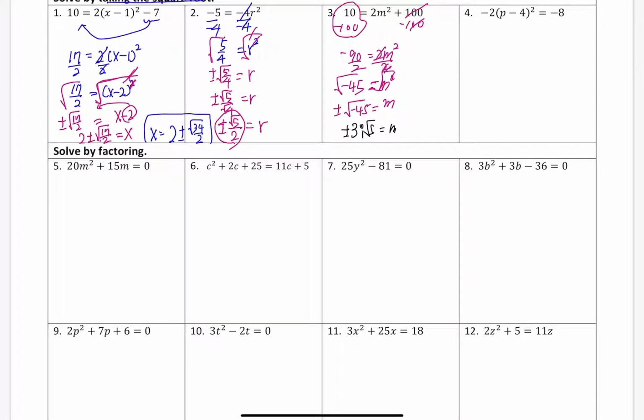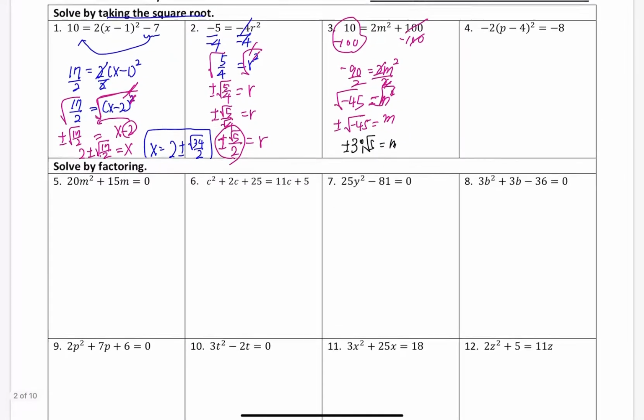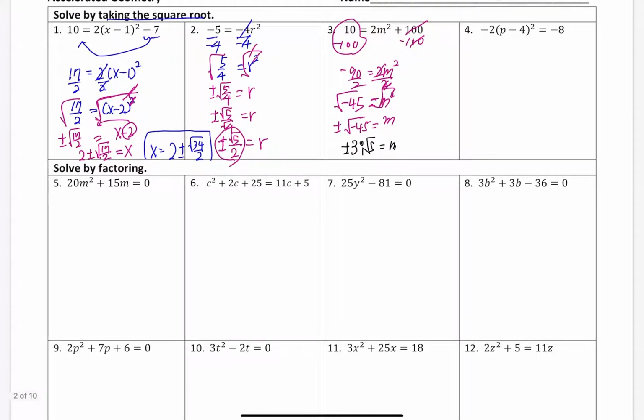Okay, let's continue from question number 4. We are solving quadratic equations by taking square root. All right, in question number 4, you divide each side by -2. So (p - 4) squared is equal to 4. And then you put square root on both sides. And left side, square root cancelled out.